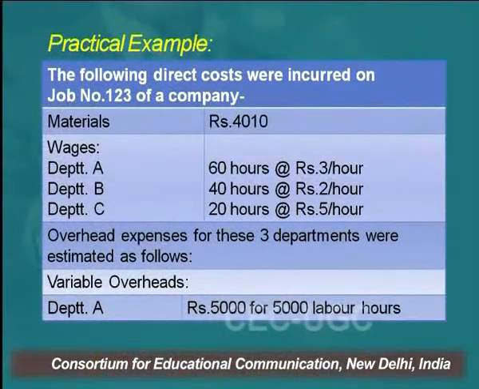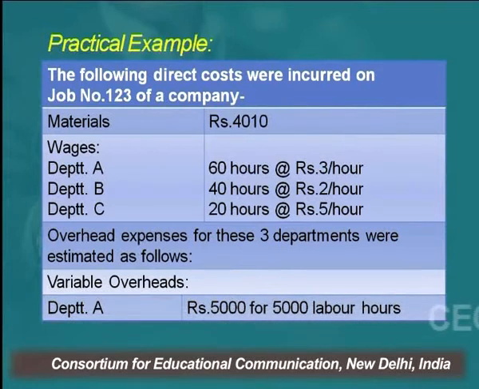Suppose in a business, the following direct costs are incurred on job number 1, 2, 3 of a company. If you recollect, in our theoretical discussion, I said the moment you accept an order, a job number is allotted to that job. So this is job number 1, 2, 3 of a company where the following expenses have been incurred. Material cost is 4,010 rupees. The business has incurred material to the extent of 4,010 rupees for performing this job.